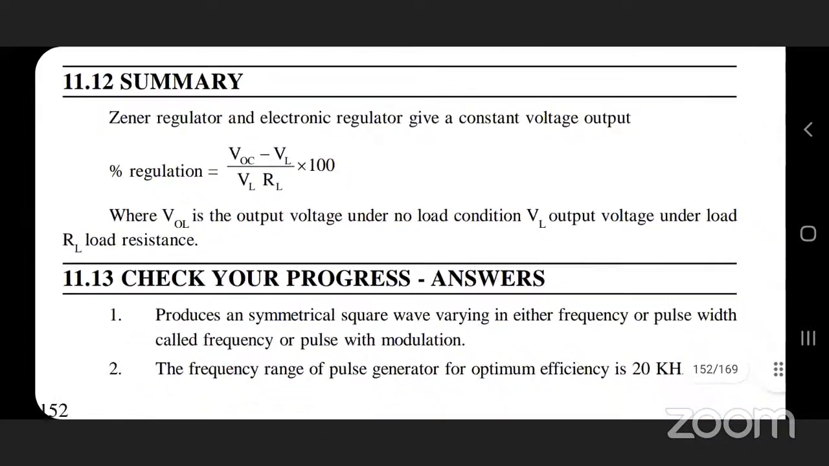So what is the summary here? A Zener regulator and electronic regulator give a constant voltage output. The percentage regulation formula, you know: (VNL minus VL) divided by VL, where RL is VL by IL, into 100.